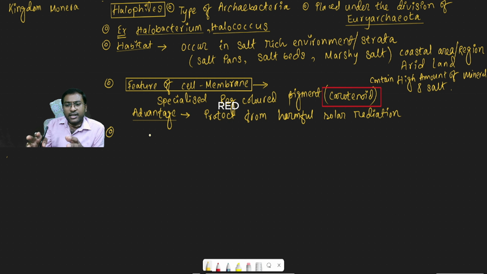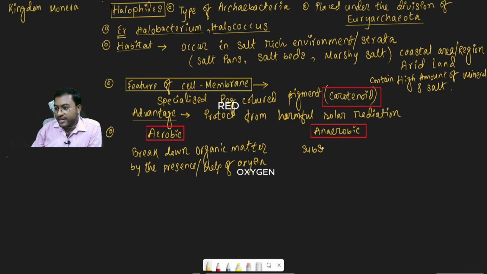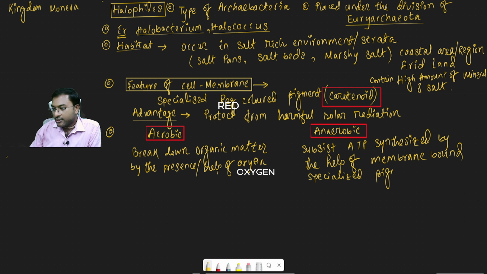And the second condition is the anaerobic condition. When halophilic archaebacteria are present within an anaerobic condition, they can subsist on ATP synthesized by the help of membrane bound specialized pigments from solar radiations. So this point is very important.